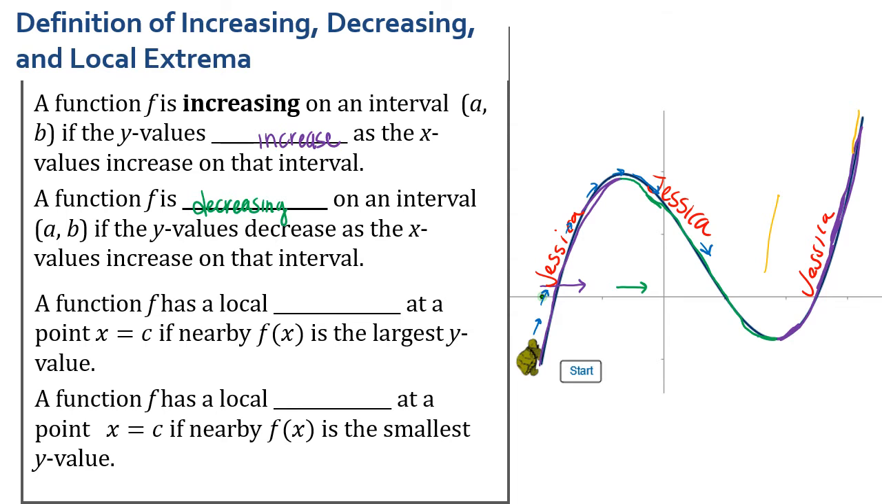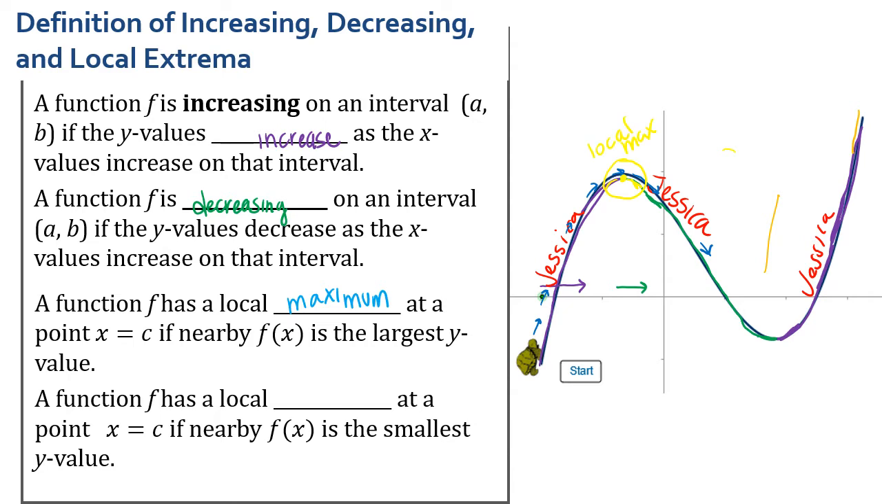All right, local extrema. A function has a local maximum at a point x equals c if nearby f of x is the largest y value. So let's talk about what that means. I always call it a neighborhood. If I drew a neighborhood right in here, I could say that's a local maximum because on either side of that y value or x value, the points are below it. So this would be a local maximum.